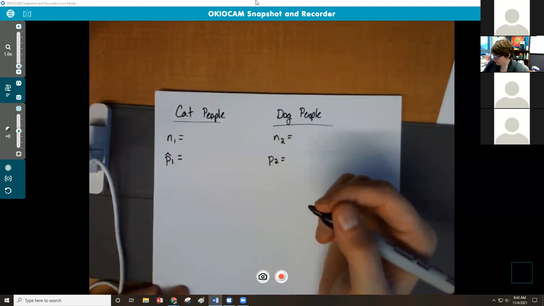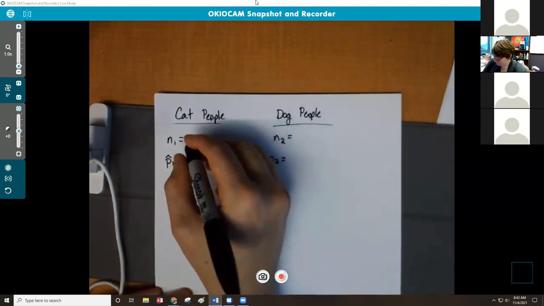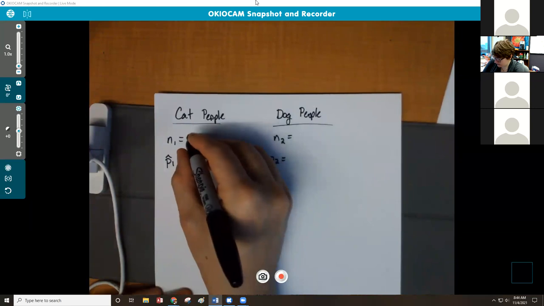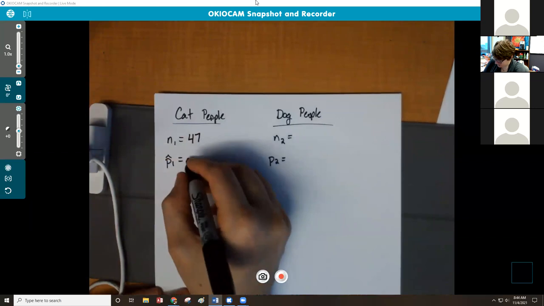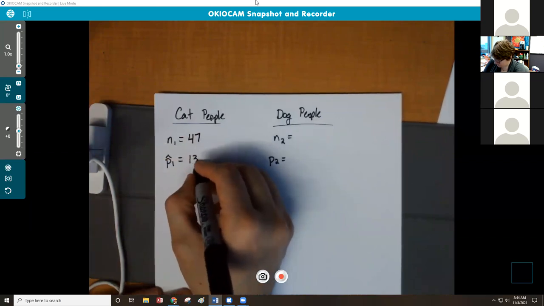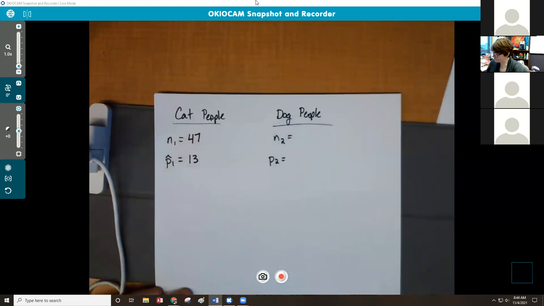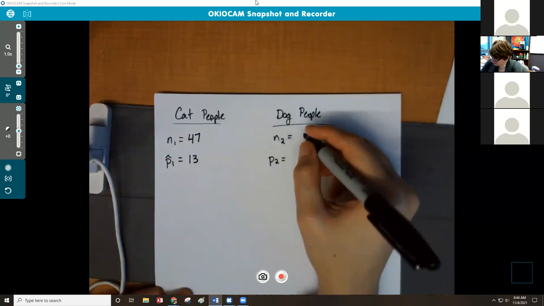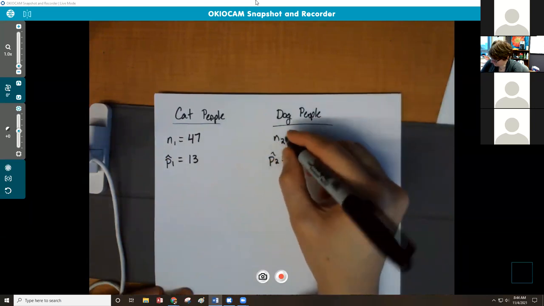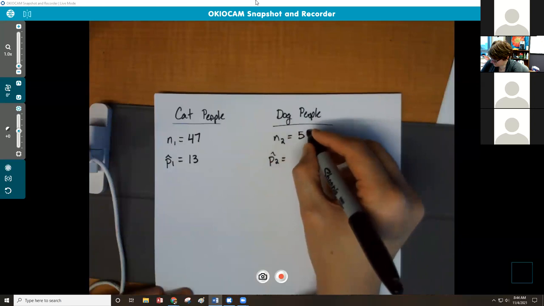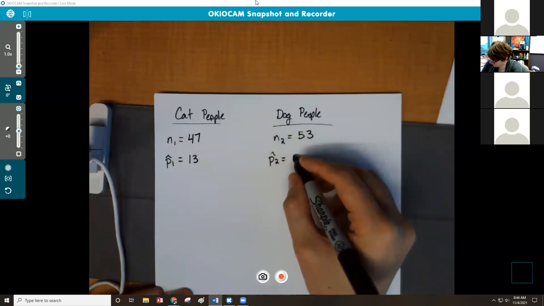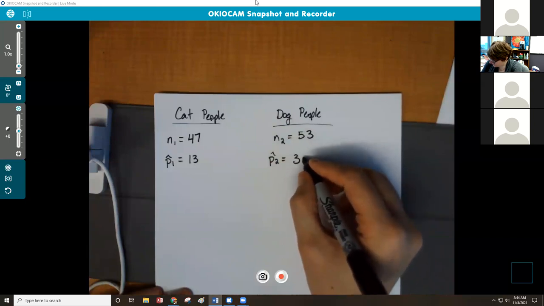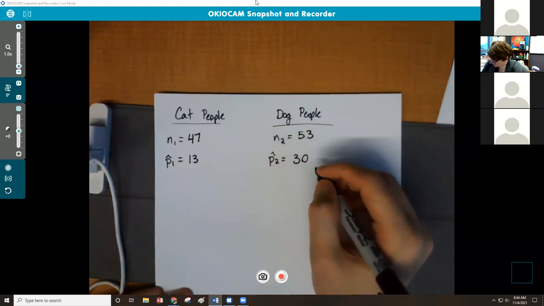So let's say that we ask people who have a cat how many of them have a backyard. And out of the 47 that we asked, it turns out that only 13 had a backyard. And let's say we asked 53 dog people, and out of those people we had 30 that had a backyard.